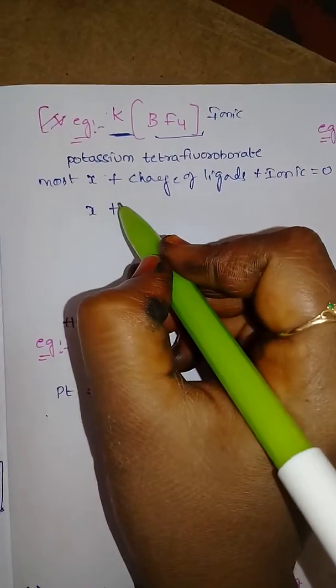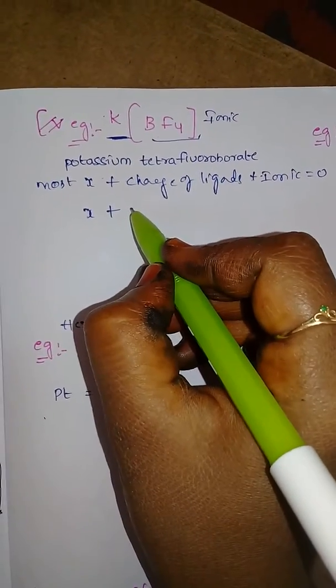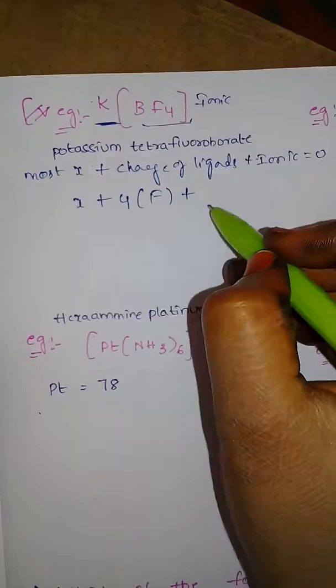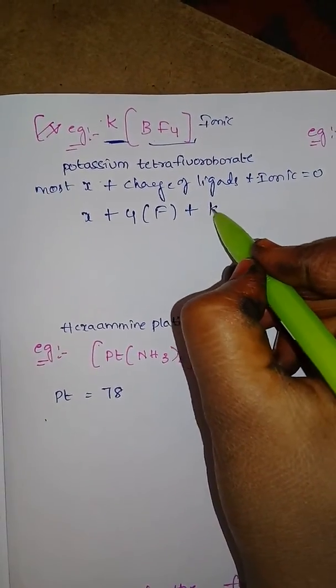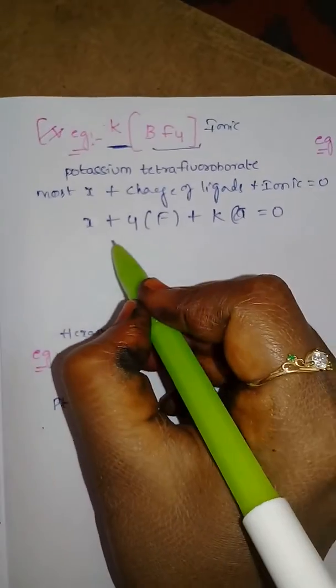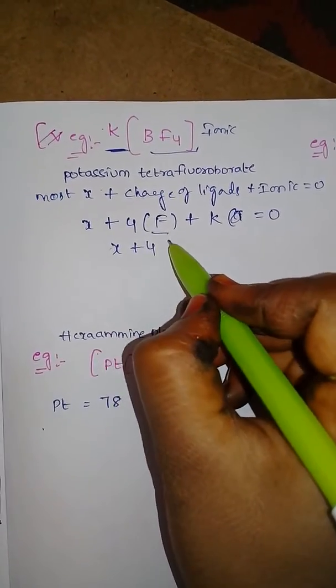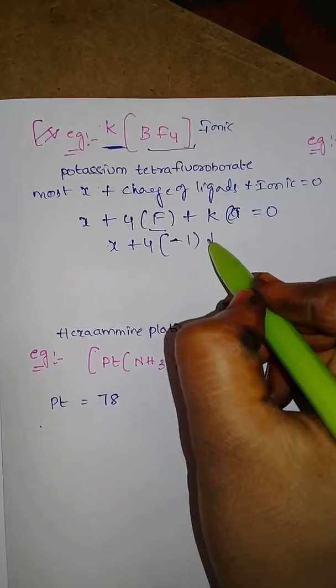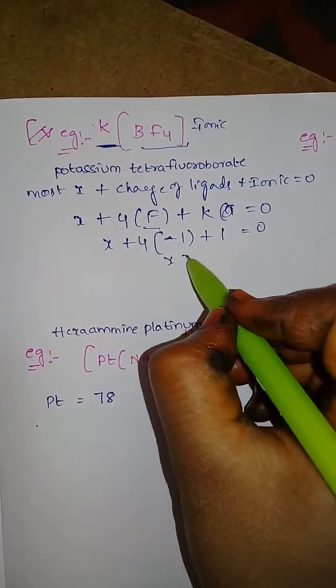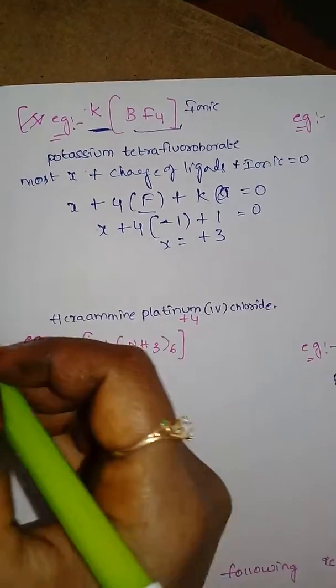Metal oxidation state: do not take an X plus charge of ligands; 4 into F is plus ionic sphere, K is equal to 0. X plus, what is the charge of fluorine? -1, plus potassium charge 1 is equal to 0. X is equal to plus 3.